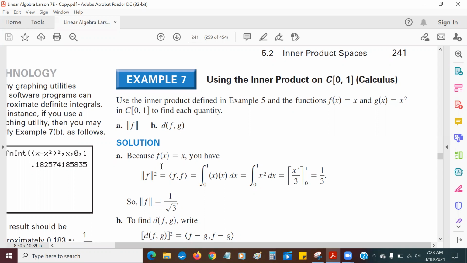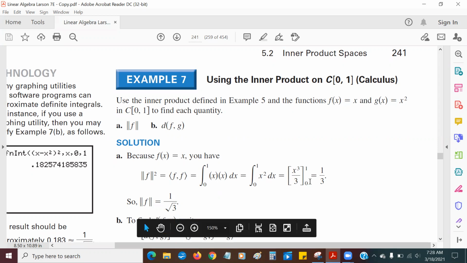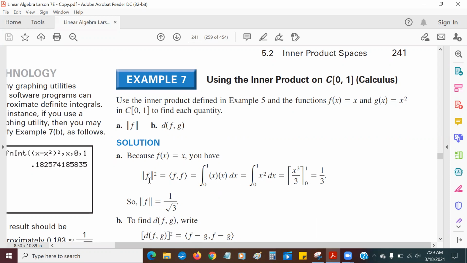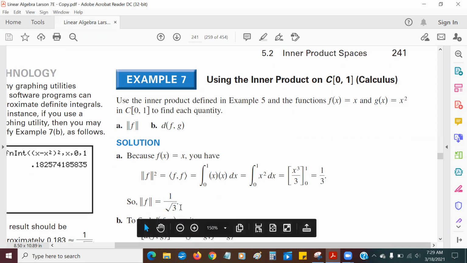So f of x equals x. The length of f squared is just the inner product of f with itself, which by our definition is the integral from 0 to 1 of f times f, or in this case x times x, which is the integral from 0 to 1 of x squared, which is 1/3. That's something you know simply from calculus: x cubed over 3, evaluated between 0 and 1. So it's 1/3, but that is the length squared. So the length itself is 1 over √3.